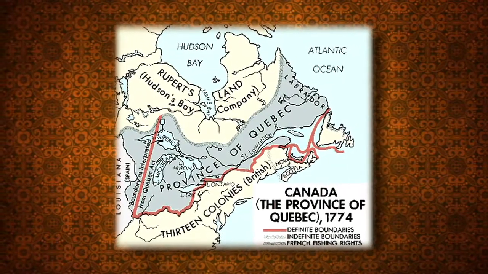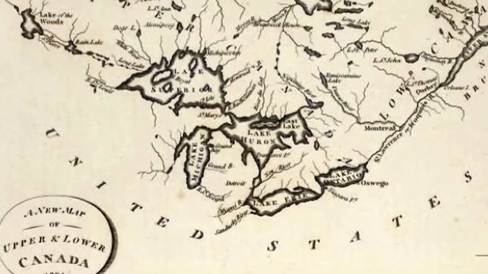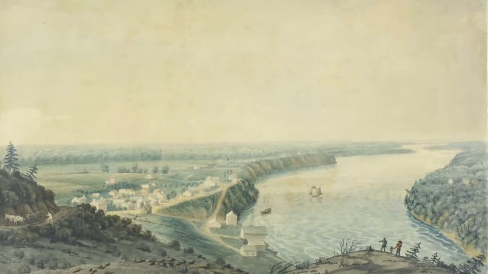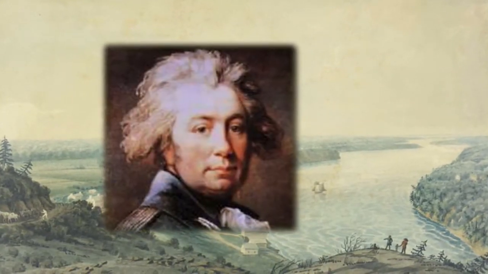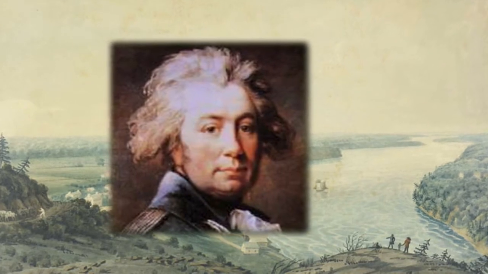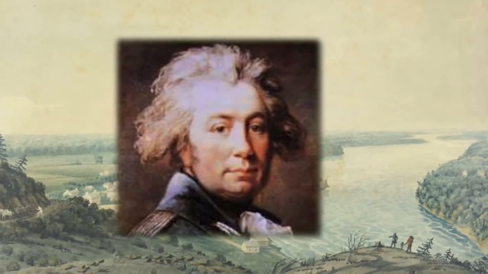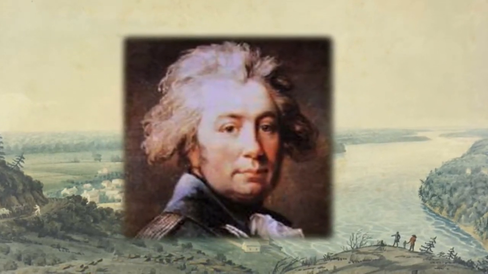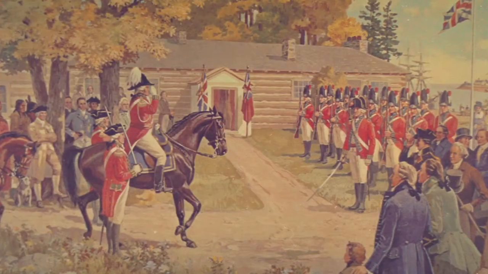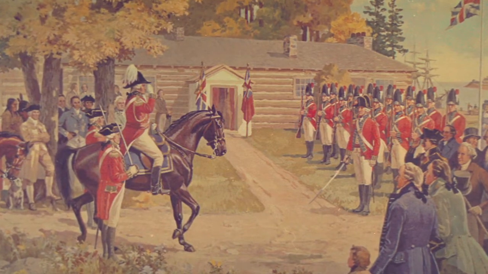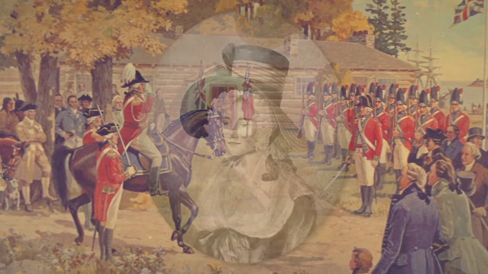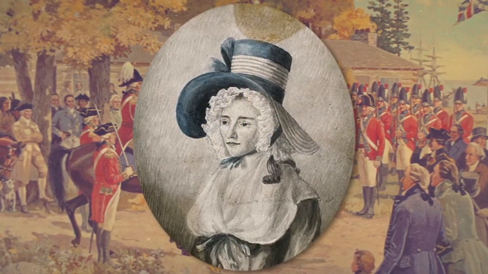In 1791, Canada was divided into two provinces, Upper and Lower Canada, today Ontario and Quebec. John Graves Simcoe, a distinguished British cavalry officer, was appointed Upper Canada's first lieutenant governor. When he arrived in 1792, he chose Niagara as the first capital of Upper Canada. He brought with him his wife, Elizabeth.